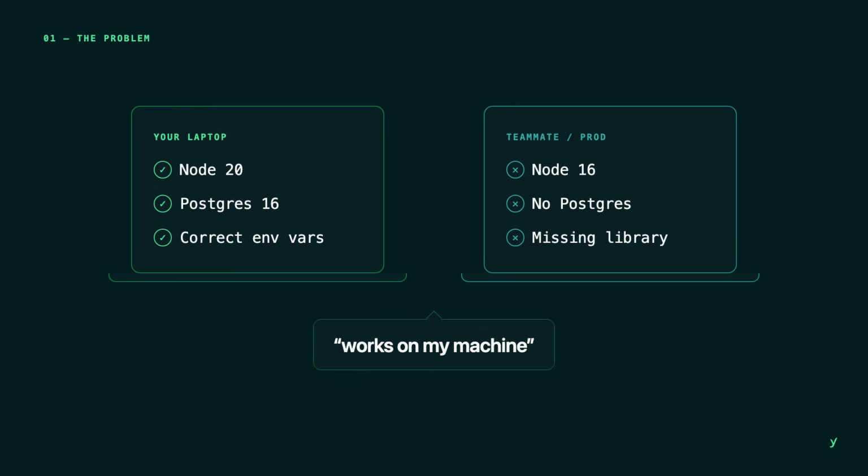"works on my machine." Teams used to fight this with long setup documents, install this, configure that, which drift out of date immediately. Docker's answer is different. Stop shipping instructions, ship the environment itself.